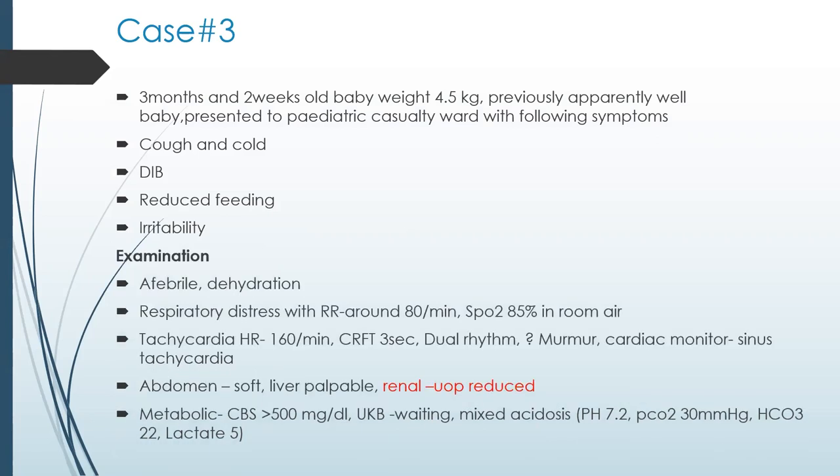On examination, the child is afebrile, dehydrated, with respiratory distress, respiratory rate around 80 per minute, saturation 85 in room air, tachycardia, heart rate 160, capillary refill 3 seconds, dual rhythm, query murmur, and cardiac monitor showing sinus tachycardia. Abdomen soft, liver palpable, urine output reduced. Metabolic wise, CBS more than 500, urine ketone bodies waiting, mixed acidosis with lactate 5.